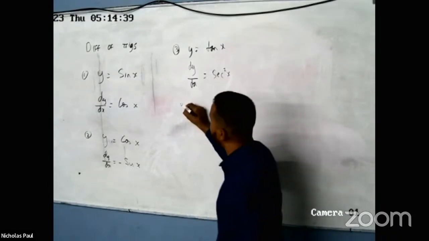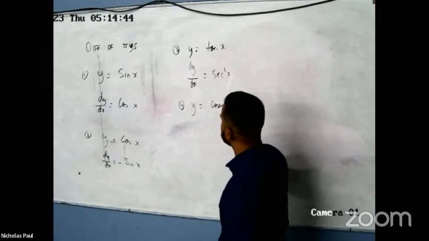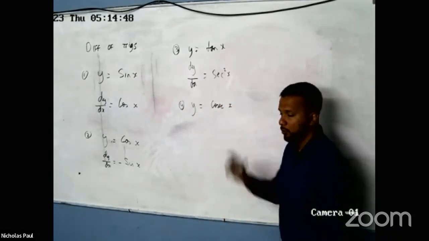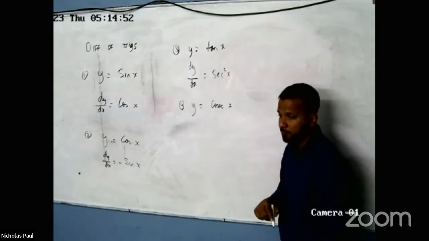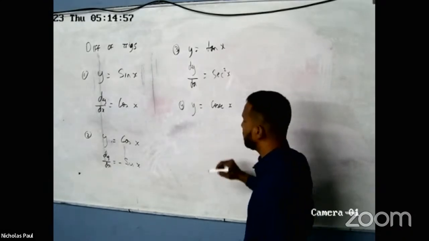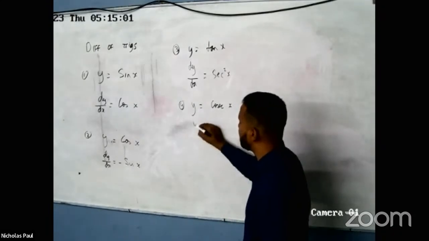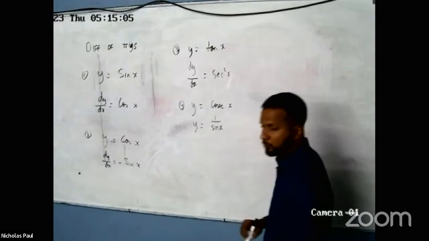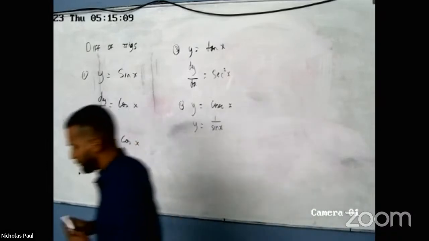Let's say I have to differentiate cosec x. What will you do? It's one on sine, and I can use the quotient rule if you want. Try it now. Try and differentiate this. This is 1 on sine x. What's the differential of that?